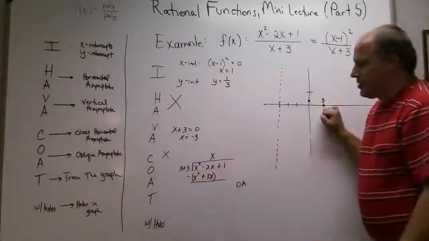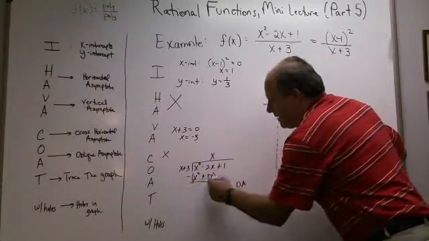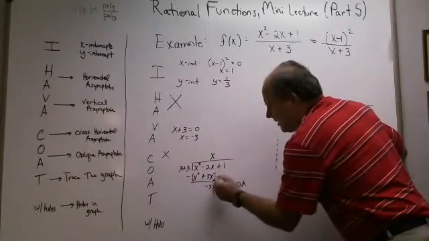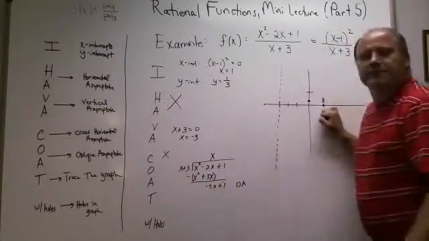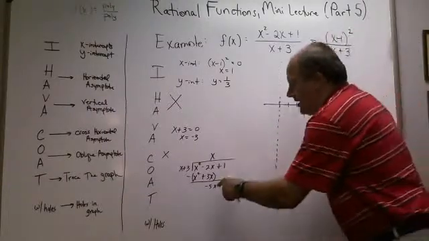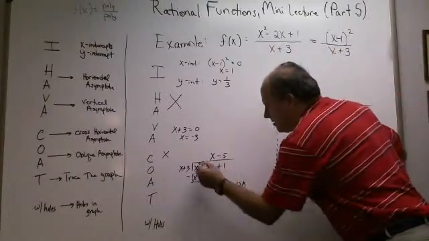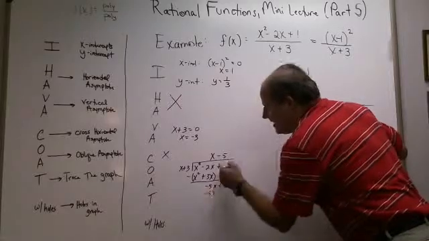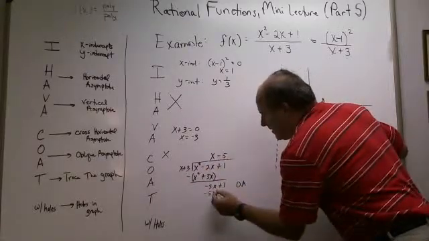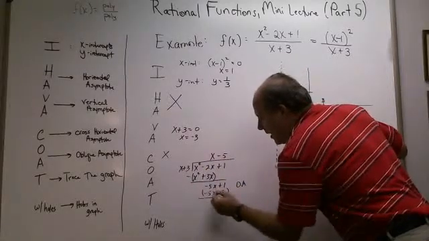So x squared minus x squared goes away. And then -2x minus 3x is -5x. And then bring down your next number, just like regular long division. And then x will go into -5x -5 times. So -5 times x is -5x. -5 times 3 is -15. And then you subtract that.